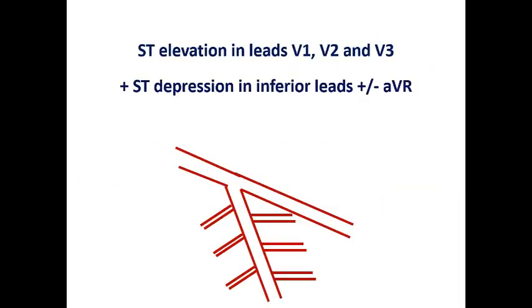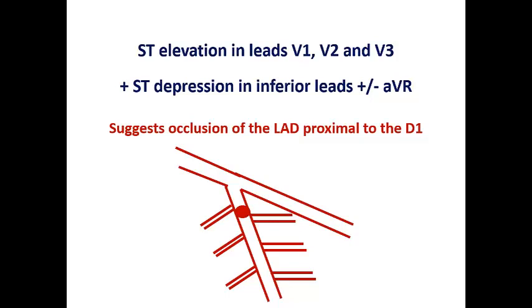Another example, the patient is having ST elevation in V1 to V3 with ST depression in inferior leads, plus minus in AVR. So here I expect to see occlusion of the LAD proximal to the diagonal 1, but mostly it is distal to the septal perforator, because here there is no sign suggesting occlusion proximal to S1.